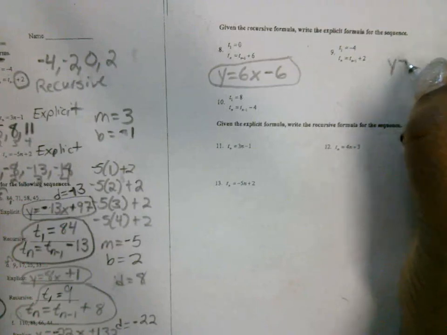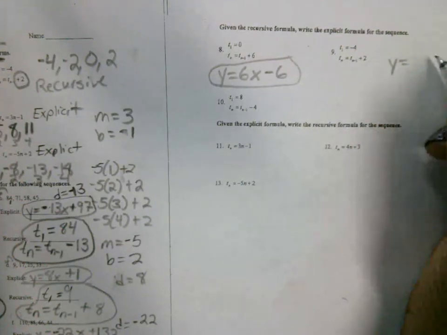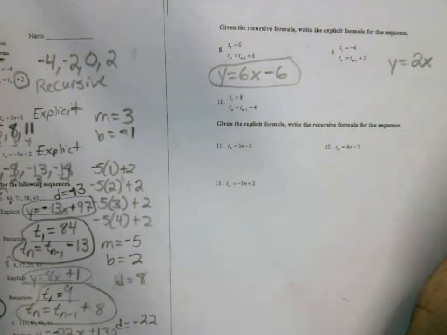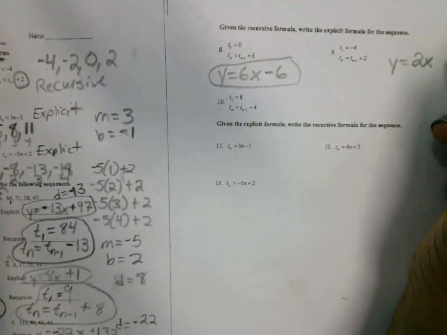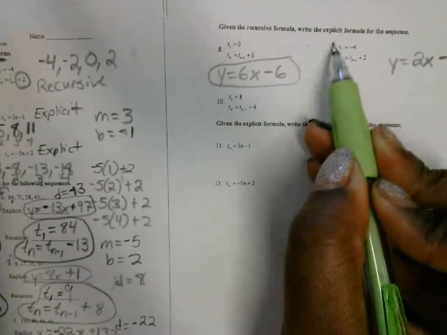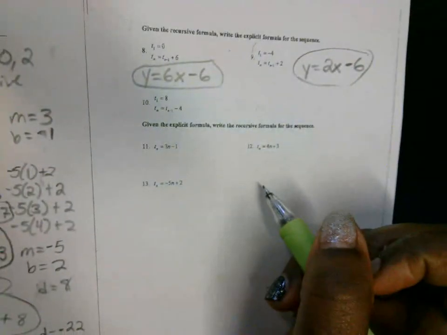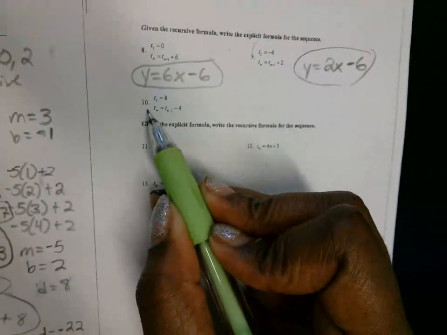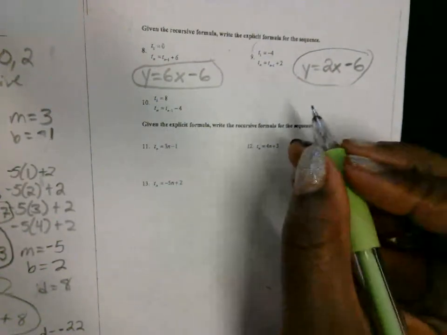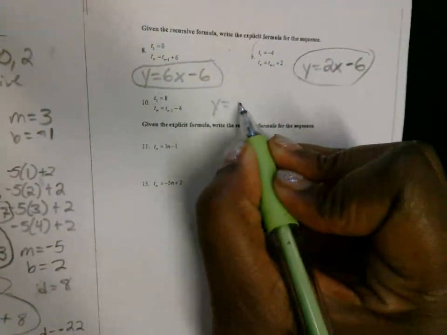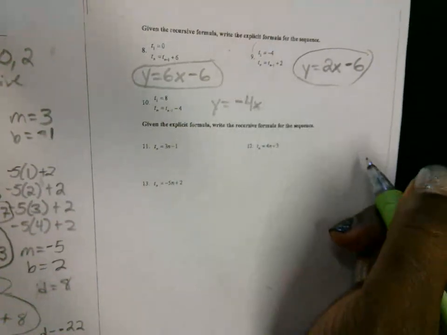We got y is equal to, what's the slope here? 2. Okay, so we got 2x. The slope is 2, so we got 2x. What is the 0 number? Oh, wait, no. Sorry. It's going up by 2. Go backwards. Somebody said it already. -6. Go backwards, okay? All right, what about 10? Y equals -4x plus 12.